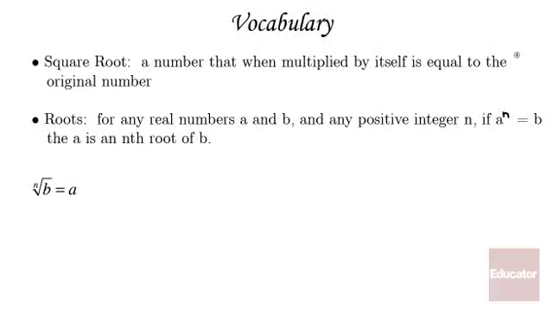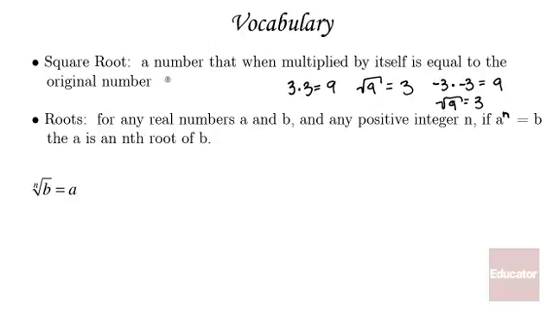Vocabulary for this lesson includes square root and root. The square root is a number that when multiplied by itself is equal to the original number. So for example, 3 times 3 equals 9. So the square root of 9 is 3. Or you could have negative 3 times negative 3 equals 9. And the square root of 9, in this case, because of the symbol square root, is still a positive 3.